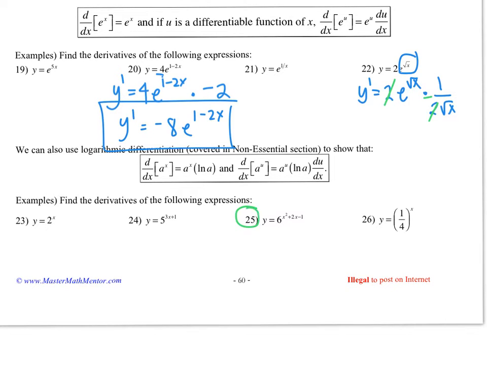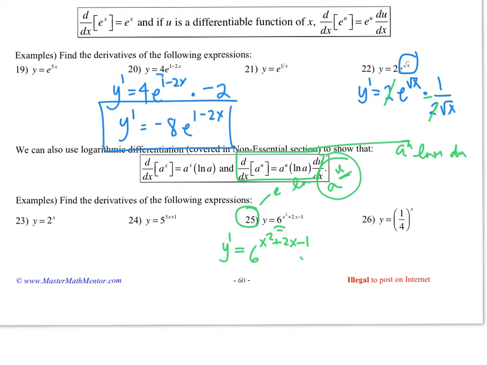Taking a look at 25, it's not an e and it's not an ln, but it is an a to the u. I can tell because I have a base that's not e, and I have the variable in the exponent, so it's an exponential function with base a. So y prime is equal to, let's refresh our memory on the rule. It's actually right here. The rule was a to the u ln a du. So a to the u times ln a times du.